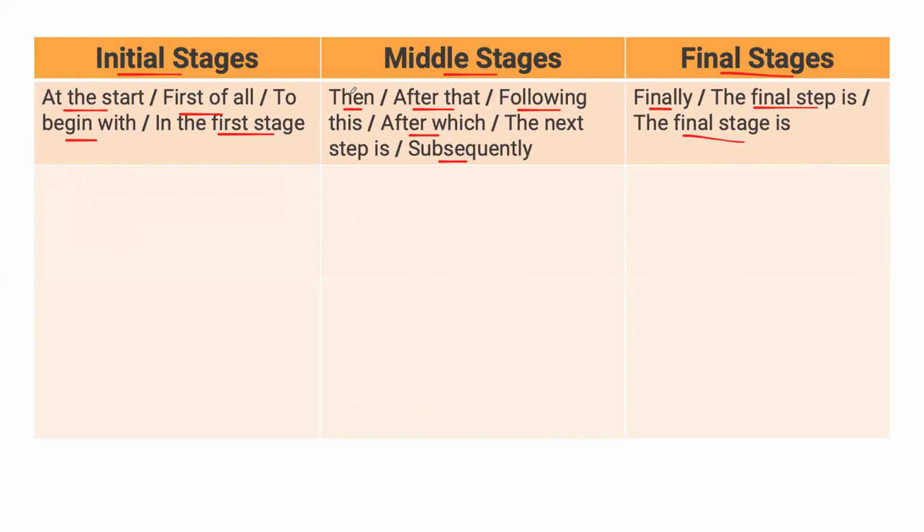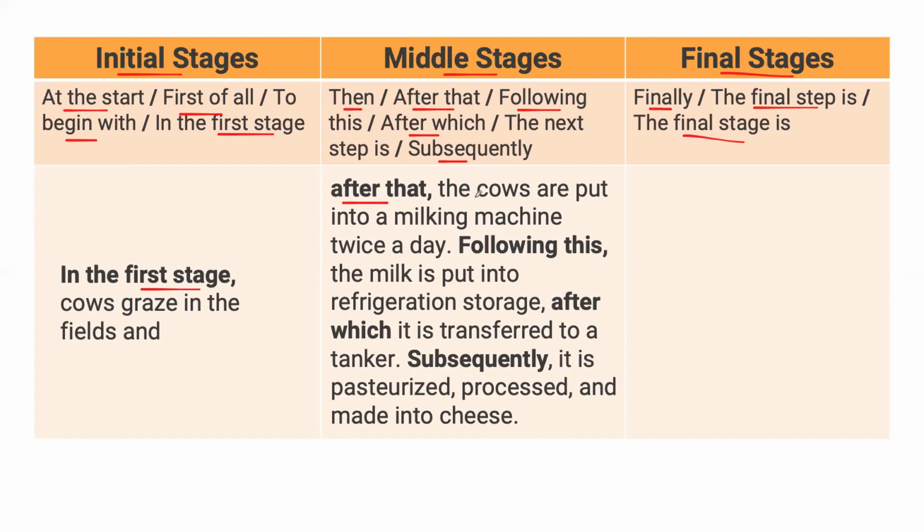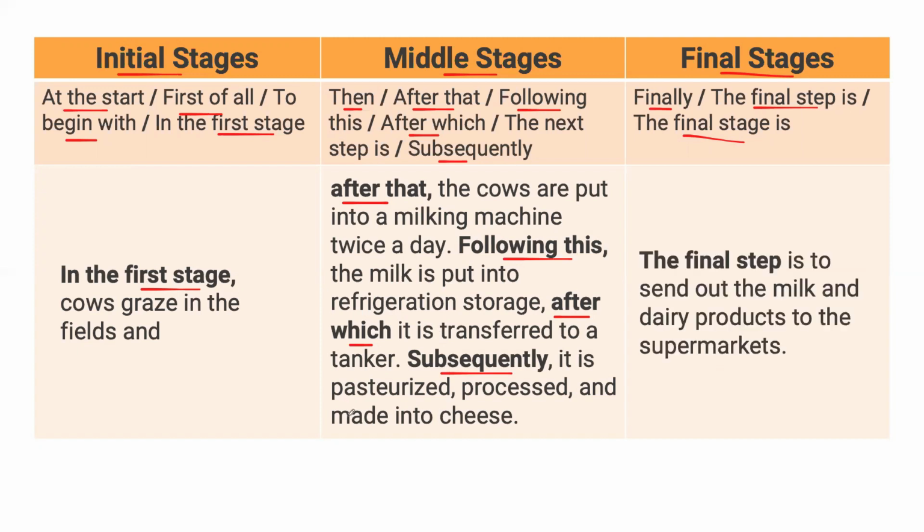Think of how you can use them in your essays, and this will really help your language score. Let's look at an example. So we see here, in the first stage, cows graze in the fields, and after that, the cows are put into a milking machine twice a day. Following this, the milk is put into refrigeration storage, after which it is transferred to a tanker. Subsequently, it is pasteurized, processed, and made into cheese. The final step is to send out the milk and dairy products to the supermarkets.